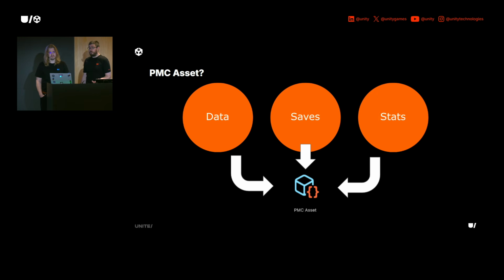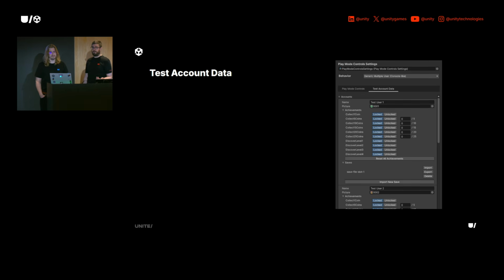And you can also have more of these assets if you want, set up in different states. So you can have one set up with fresh users who've never started your game before, and one with 100% save file for testing your end game content. These are just assets in your project, so you can share these with your team and have a good starting point for testing. So here's the Play Mode Controls window again.